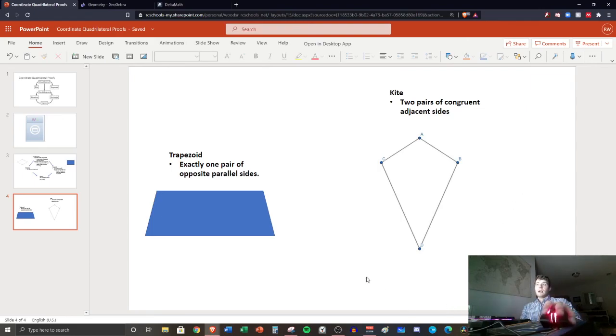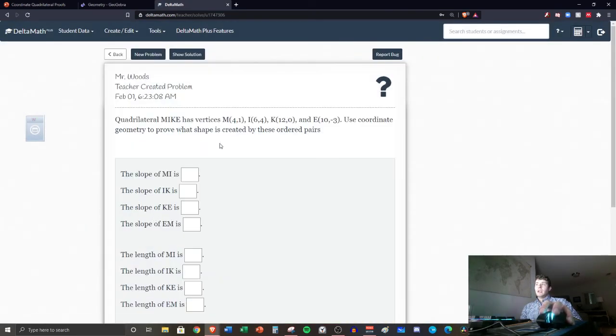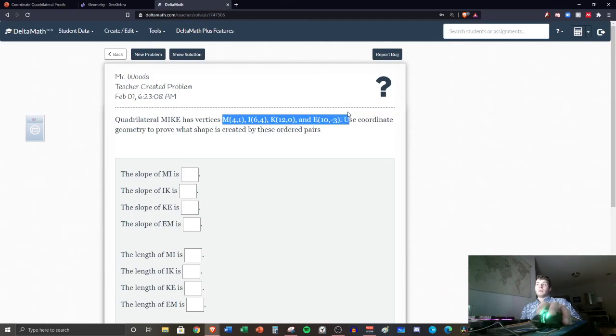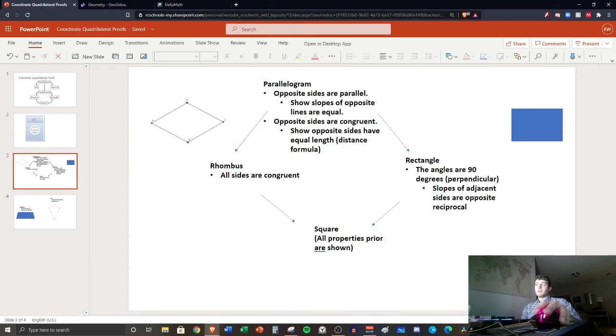All right. So I'll probably do one more example for the next lesson, because let's look at this fourth one here. See the problem? Here we're given shapes. So it's a quadrilateral that has these vertices, and you're using coordinate geometry to prove what shape is created by these ordered pairs. And it's the same fill out here for all of this, but now we don't have a visual, okay? So you're having to do all of the same steps with no visual. So you have to remember all of these properties that we wrote down to prove the shapes, okay?